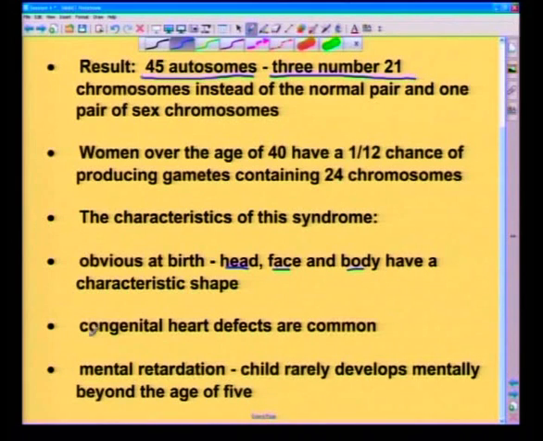Then you also have congenital heart defects. Very, very common with Down syndrome babies. And also, this is the big one, there's mental retardation. Now, clearly, some Down syndrome children have a greater mental retardation than others, but they certainly do not function like a child who has 46 chromosomes in their nucleus.